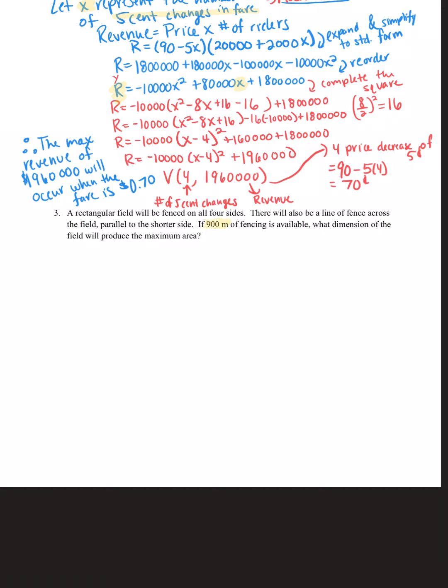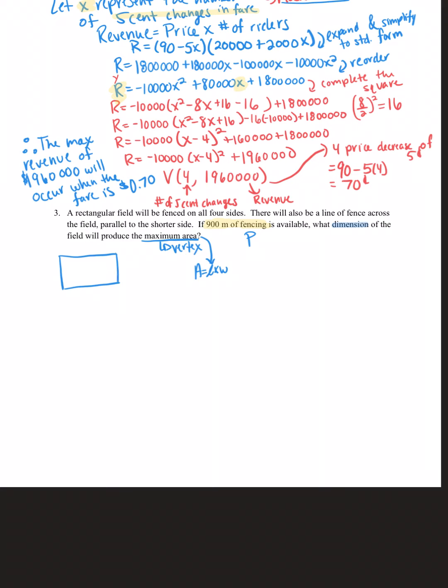We have 900 meters of fencing available, and when we think fencing, we should be thinking perimeter because fencing is going to go around the outside of a shape. Then it's asking us what dimensions will produce the maximum area. So we're looking for our dimensions, and remember when we see maximum area, we should be thinking vertex. But we also know the area equals length times width. Okay, so let's draw a picture of what's going on in this situation. It says we have a rectangular field like this.